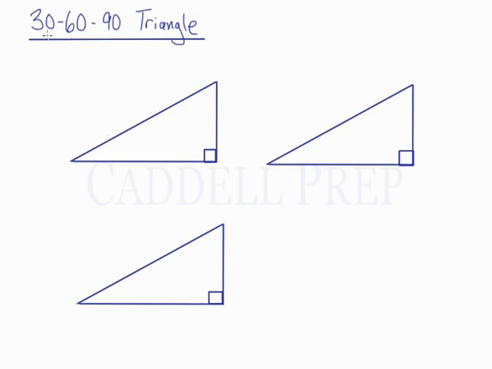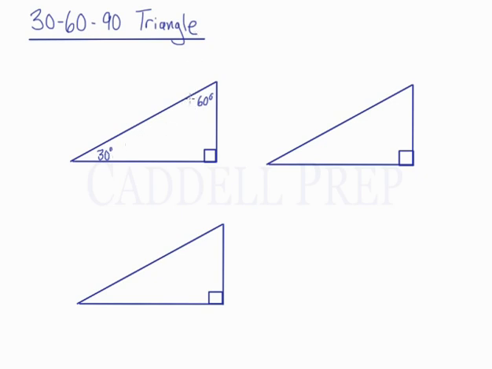In this lesson, we're going to review a 30, 60, 90 triangle. 30, 60, and 90 represent the angle measurements of the triangle. So we have one angle that's 30 degrees, one angle that's 60 degrees, and of course an angle that's 90.